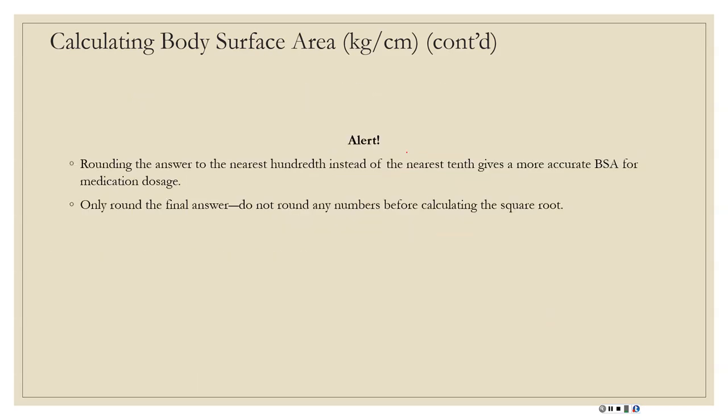So again, I'm just trying to highlight how very important it is that you understand that you always are going to round to the hundredths position for body surface area. We follow the rounding instructions at the very end of the equation. Do not round any numbers before calculating that square root. That square root has to have 2 decimal places after it.